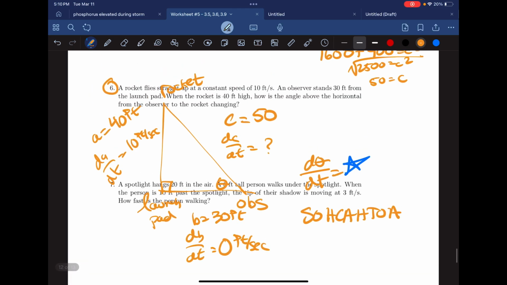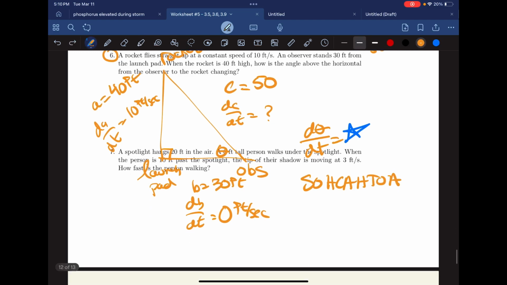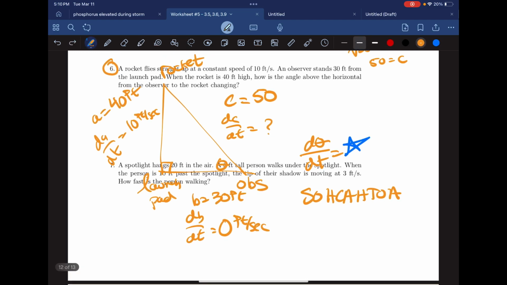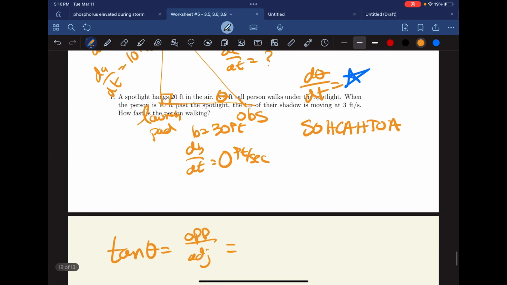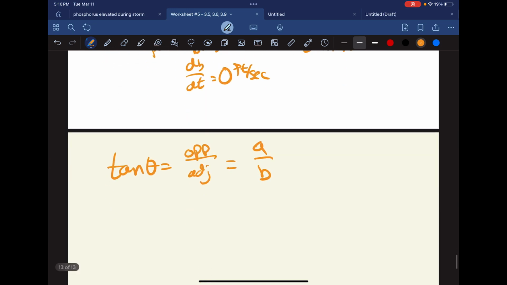We know everything about A, which is opposite theta, so we want something that gets opposite involved. We also want something that gets adjacent involved, which is our B side. So tangent gets both opposite and adjacent involved, and since we know everything about the opposite and the adjacent, that's the one we're interested in. So we're going to say tan theta equals opposite over adjacent, which in this problem is A over B. So tangent of theta equals A over B.